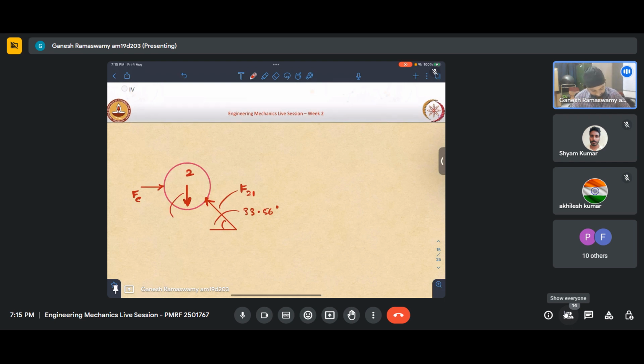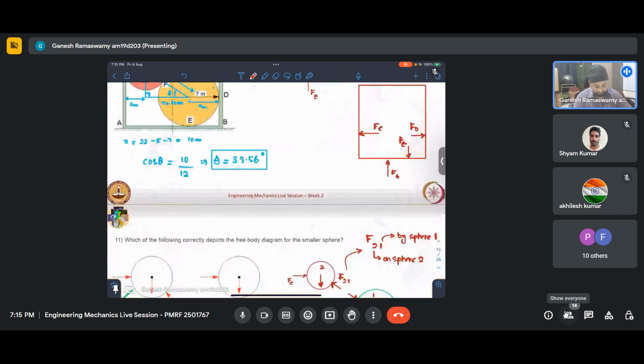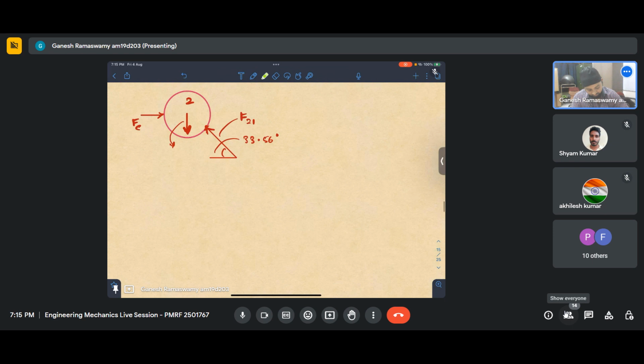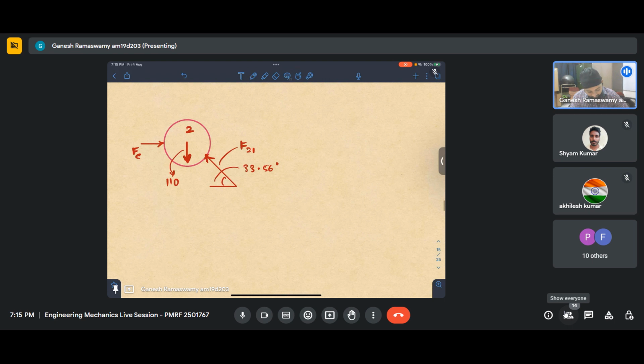Do we have the magnitude of this? It is essentially the weight, which is given to be 110. Smaller sphere is 110 Newtons. So this is 110. FC, we don't know what FC is. But one thing we do know for sure is that it passes through the center. Why? Because we have been told that we have to ignore friction. So this is passing through the center. This is also passing through the center. I hope that is clear.